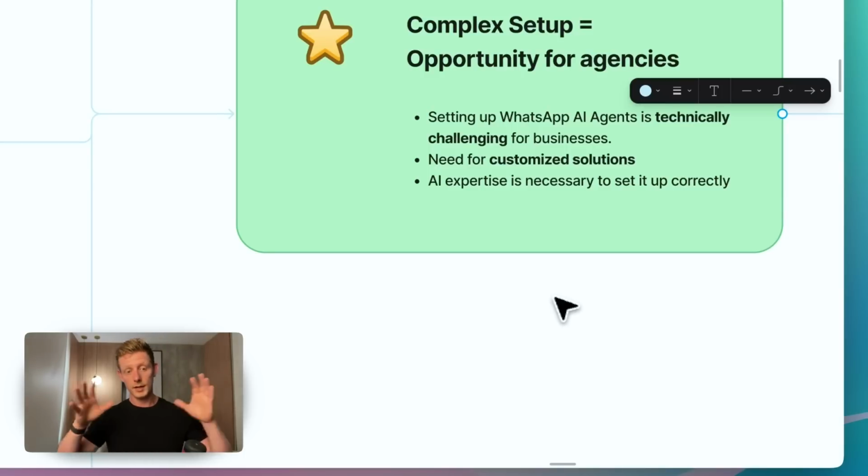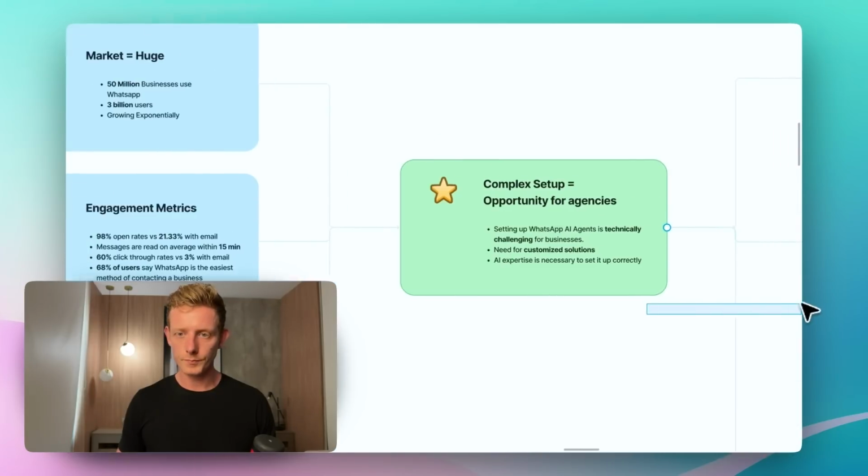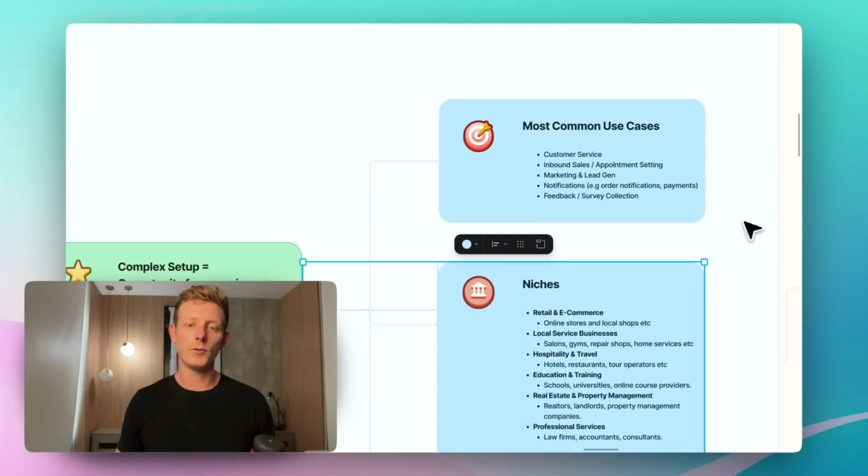We need to import knowledge bases, and this requires AI expertise, right? AI expertise really is necessary to make them work well enough to reliably deploy them inside of a business. So that's the opportunity for agencies. Now, what are the most common use cases?